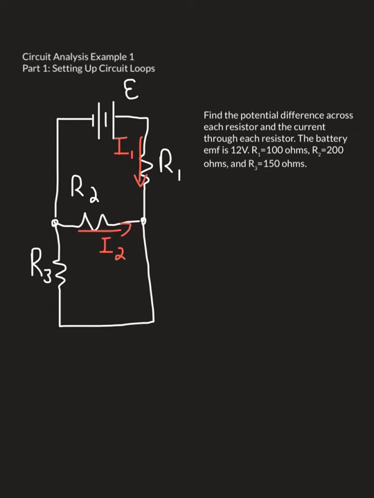It's not a serious mistake. The negative sign tells you what you need to know, so you don't need to worry too much about the direction that you choose for the currents. Finally, I need to mark current 3, which is the current through resistor 3, like this.